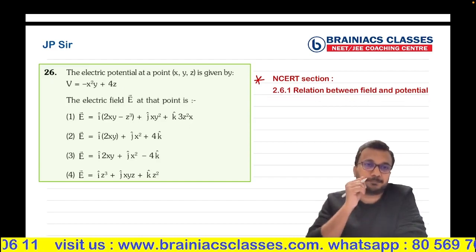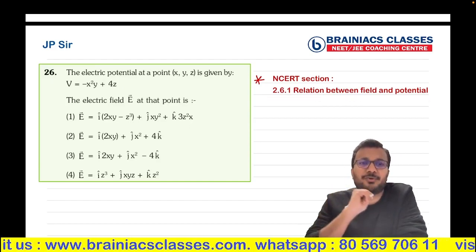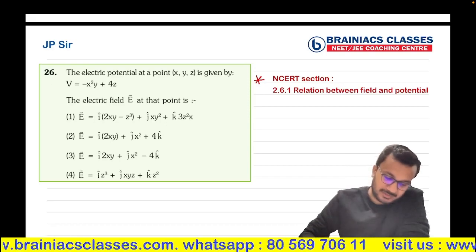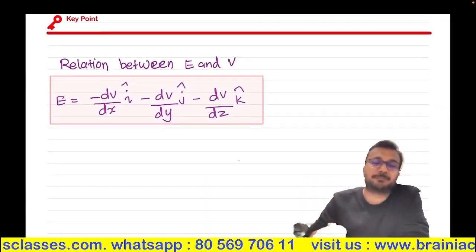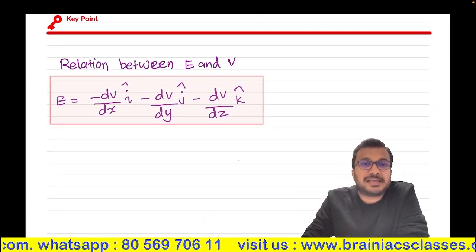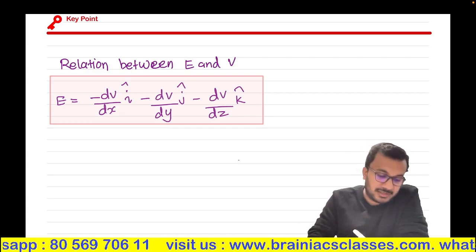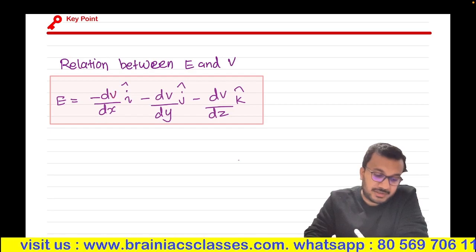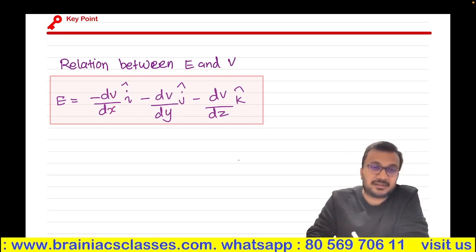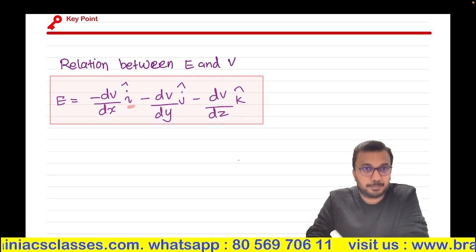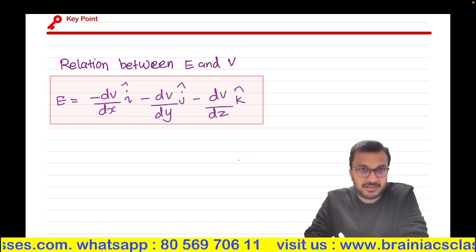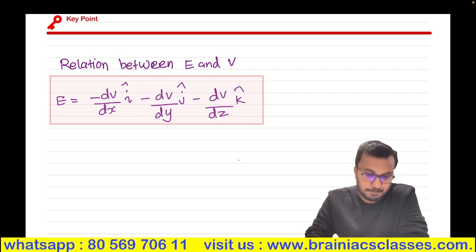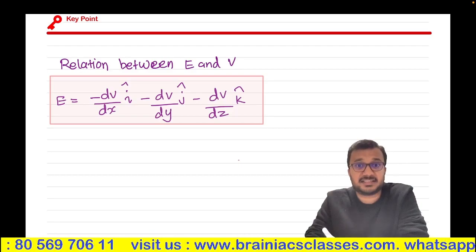It's a straightforward question. You have to learn only one formula. What is that formula? Let's learn some theory. Relation between electric field and potential: electric field equals minus differentiation of potential, minus dV by dx into i cap, minus dV by dy into j cap, minus dV by dz into k cap.